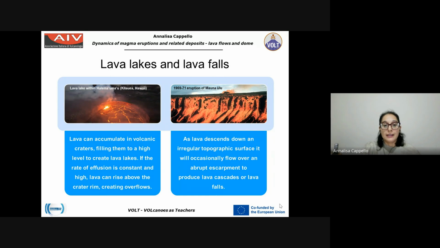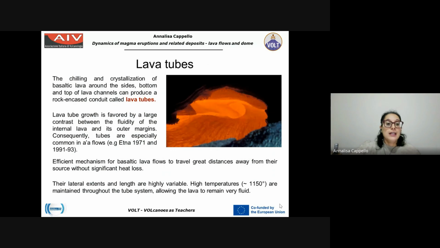If the topography is very irregular, and especially if the terrain is very steep, it can also produce lava cascades or lava flows. In the figure, we will see the lava lake in Kilauea, Hawaii, and the eruption, also in Hawaii, of 1969-1971. Lava tubes. Another important phenomenon, which is very important from the hazard point of view and from the risk mitigation associated with effusive eruptions, are lava tubes.